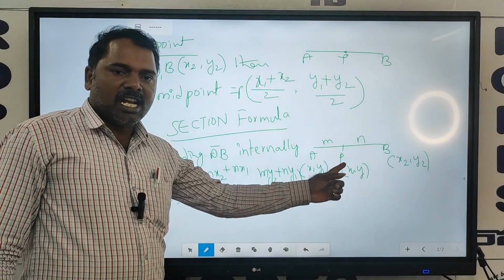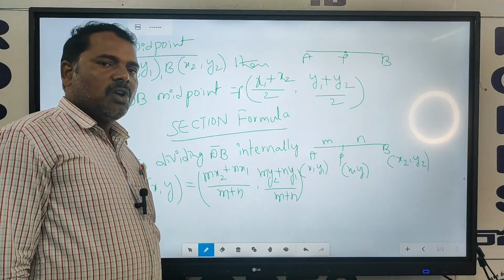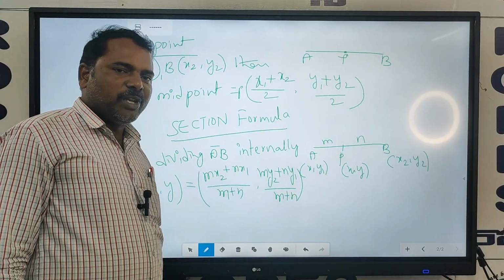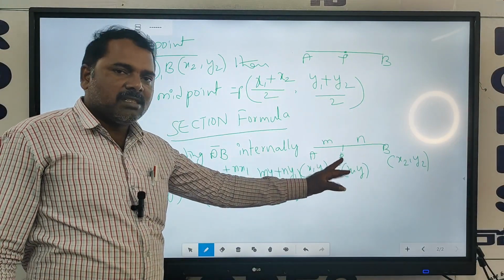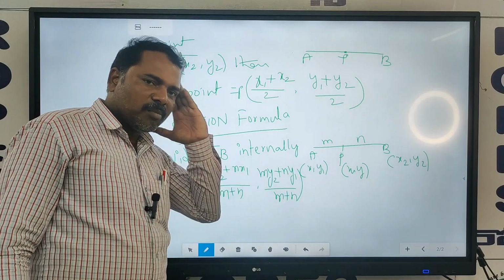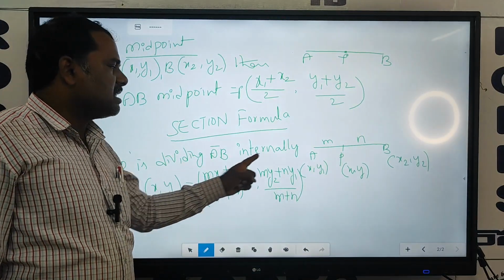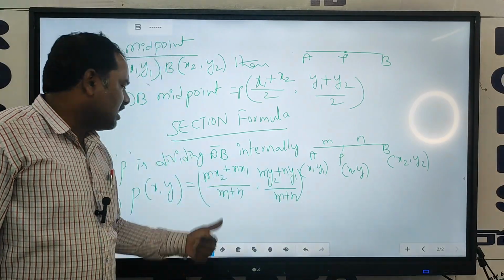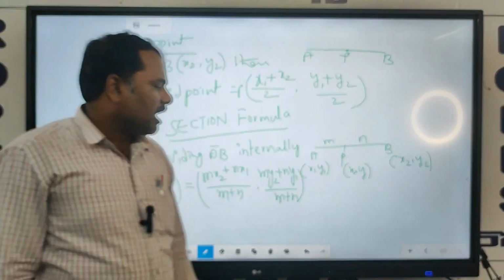So when it is dividing internally, we have to add the ratio. We have to take plus between m and n. Internally means adding. Blindly you have to remember this. When the point is dividing internally, the symbol between these two is plus. That is how you fix it in the mind. Okay, right.